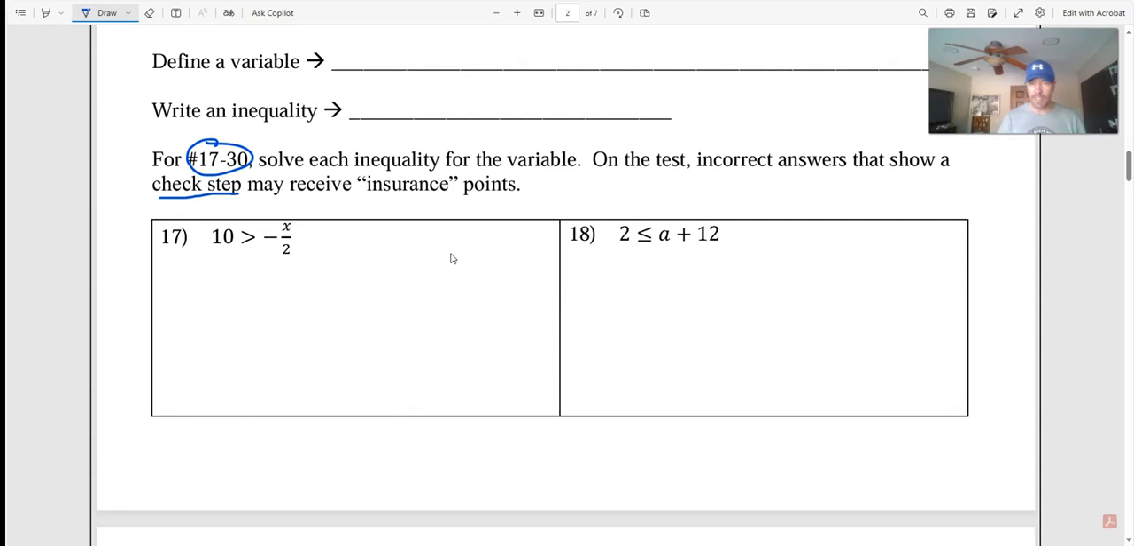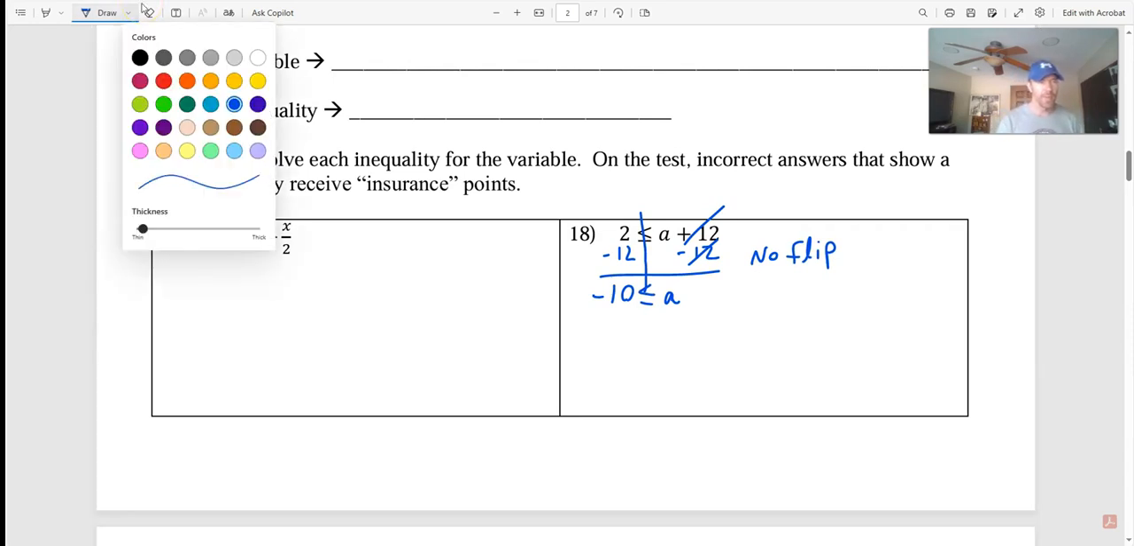So just starting with number 18, I'm trying to solve for a. So all I have to do is subtract 12. That'll cancel. And then do that on the other side. I would get a alone on the left. I'd get negative 10 if I calculate 2 minus 12. And we subtracted, so we do not flip the inequality. So I'm going to keep that less than or equal to. This is my answer, but let's do the check step.